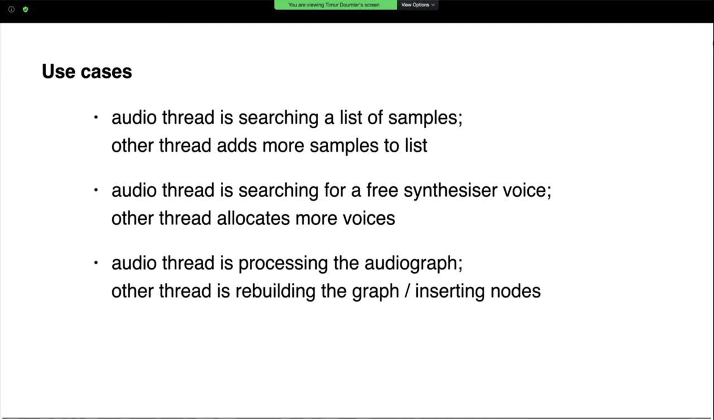Another example is you have a polyphonic synthesizer and you have a vector of voices that the audio thread can use. It's going to look through this vector of voices to find one that it can use for a new note. And then the other thread might allocate more voices because the user has clicked on a button that increases the polyphony or whatever. So you have a data structure that's being manipulated from one thread and then read from the other thread, which is the audio thread. And again, you have this problem. How do you synchronize this?